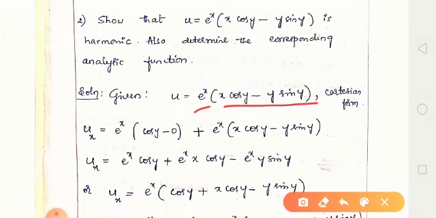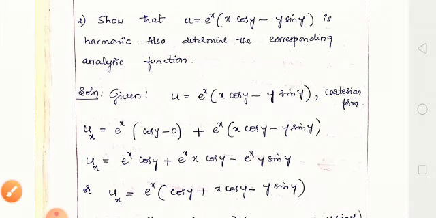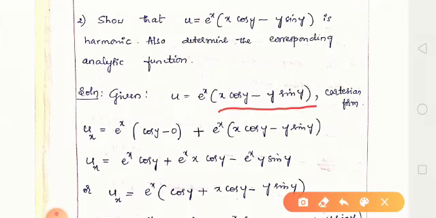Partial derivative of u with respect to x, ux, equals the first function e^x as it is. Now we consider the derivative of the term inside the bracket. Derivative of x cos y with respect to x is 1 into cos y, which is cos y. Derivative of y sin y with respect to x is 0, plus the derivative of the first function e^x, which is e^x only, and the second function we have written as it is.